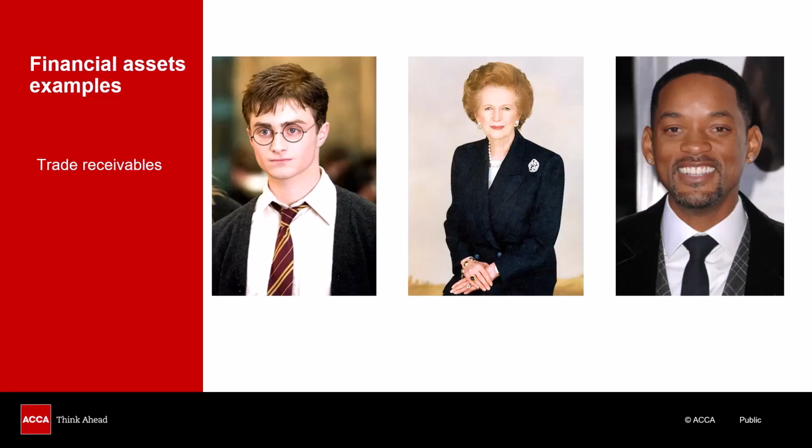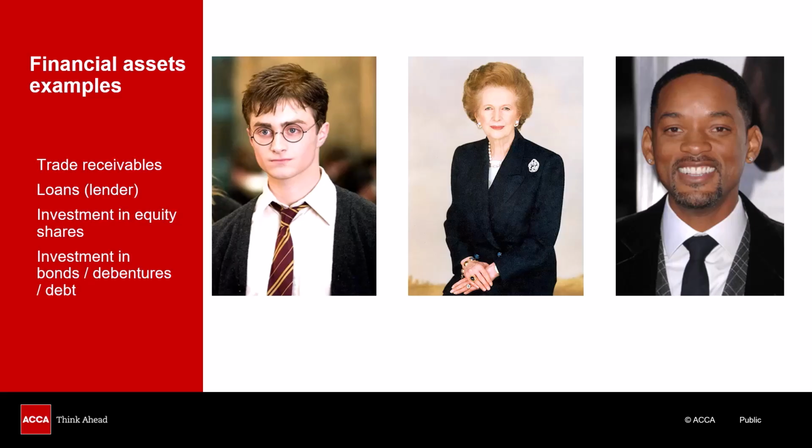And examples of financial assets include trade receivables, debtors, loans. If we have lent somebody money, normally we think of loans as a liability because we're a borrower. But the person who lent us the money, they have a financial asset. So loans can be a financial asset if you are the lender. If you've bought shares in another company, if you own equity shares, if you have that investment, that is a financial asset. And so are also investments in bonds or debentures, investments in debt. These are the classic examples of financial assets.